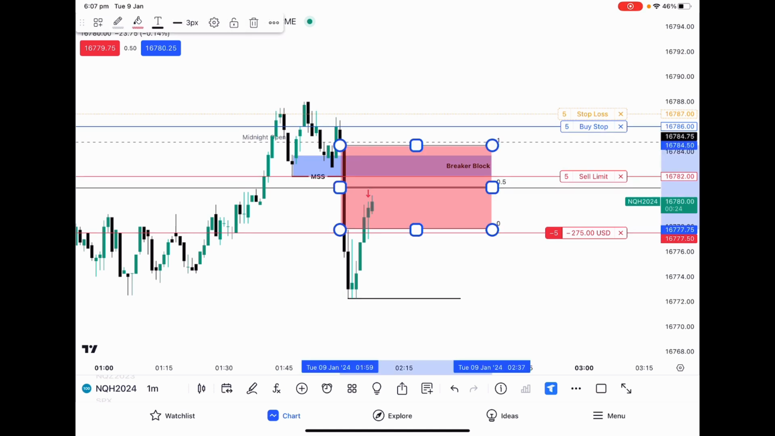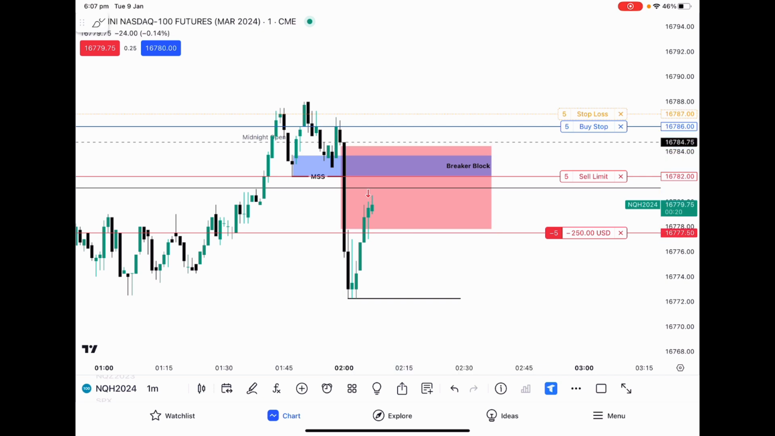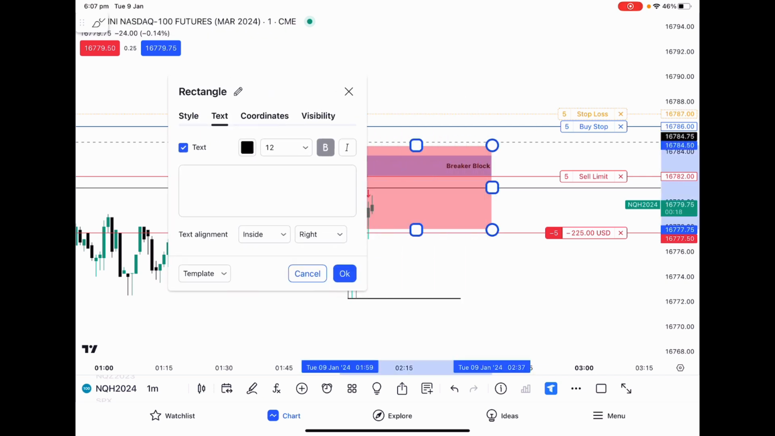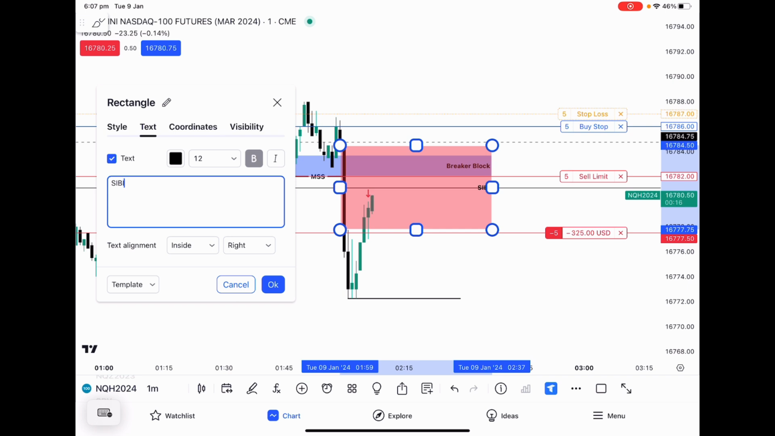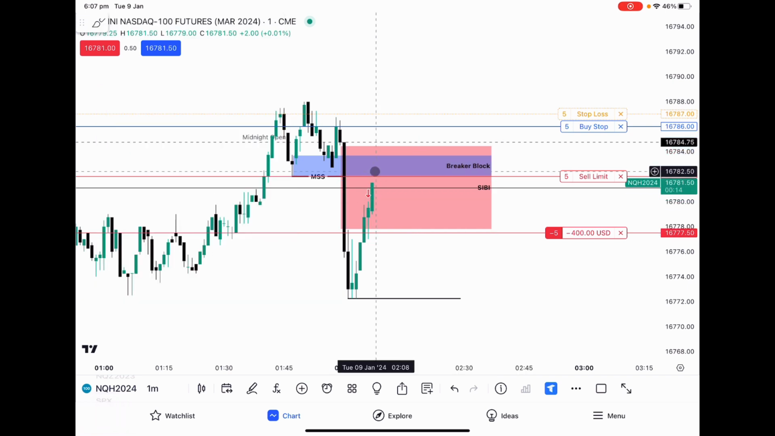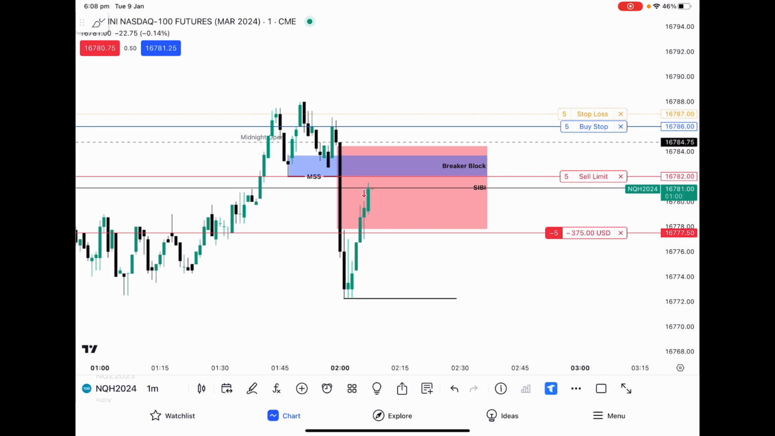So we've got a SIBI. I'm not really too interested in the consequent encroachment at this point. I'm just interested in the SIBI and interested in the breaker block, right? So I'd like that breaker block to hold. That's what I'd like to happen. So if we do get tagged in, then that would be nice, of course. If this breaker block holds, that would be nice.